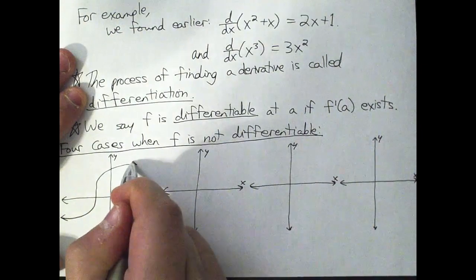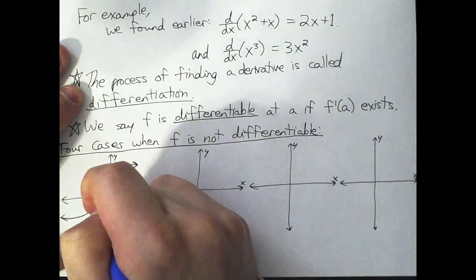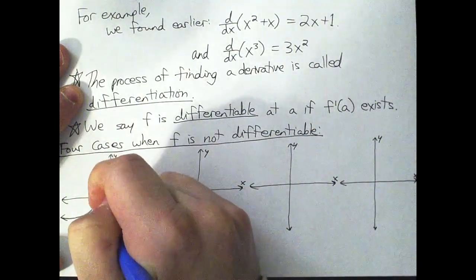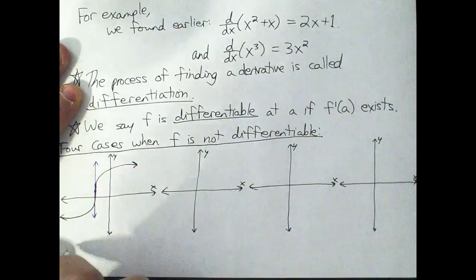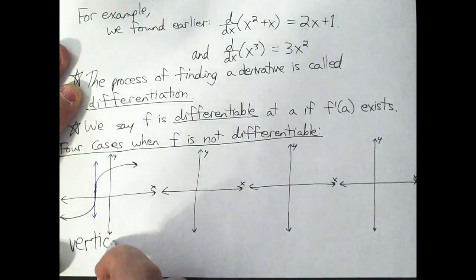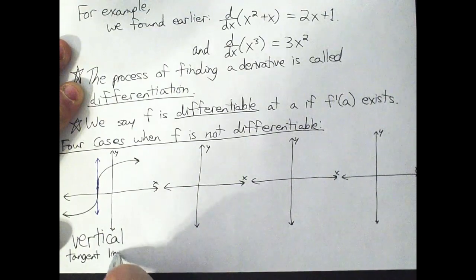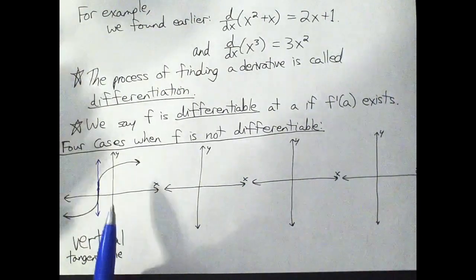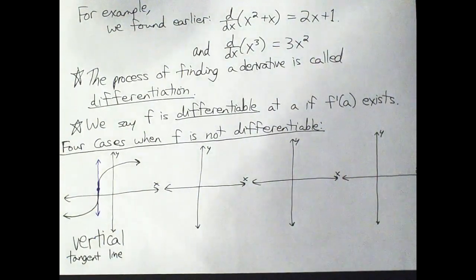What I want to say is one place where a function might fail to be differentiable is if the tangent line is vertical. Underneath, I'm just going to say vertical tangent line. Because what is the slope at that point? The slope of a vertical line is undefined. So the derivative would wind up being undefined. So that's one case.